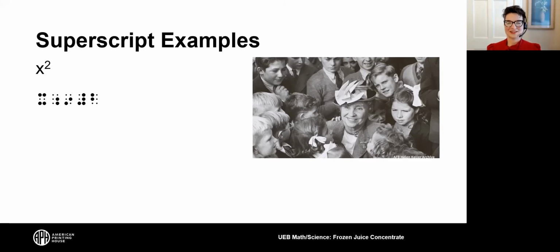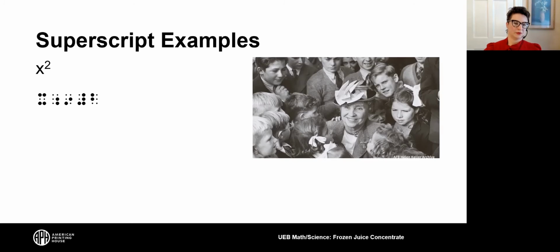So superscript, because you might say the effect of Helen Keller is exponentially increased when each of us spreads it into our own communities. If we have x squared, then we transcribe it using the letter X, followed by the superscript indicator, which is .35, and that superscript indicator needs to be grade 1ified. It needs to be put in grade 1 mode so that it cannot be misread as the in contraction.